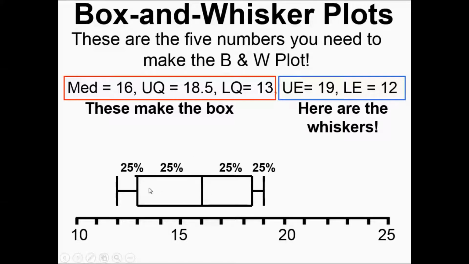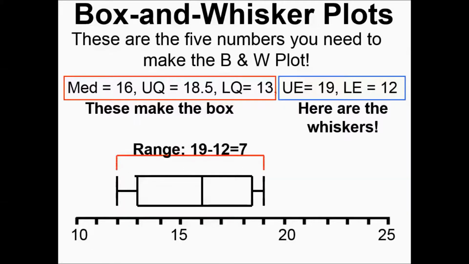Now, some kids might say, oh, but this box is biggest. That must mean that most of the data is in there. But it's not. Remember, between our markers, we had, what was it, 2 items here, 2 items here, 2 items here, and 2 items here.